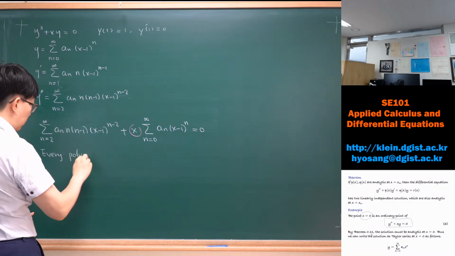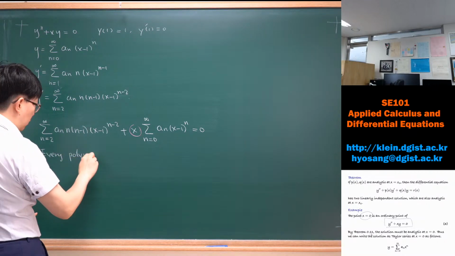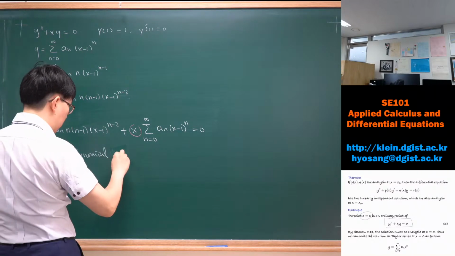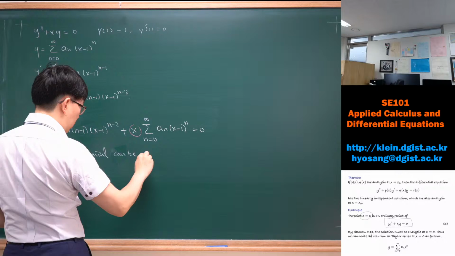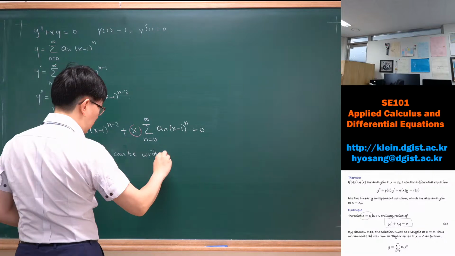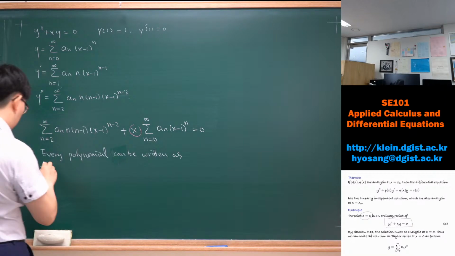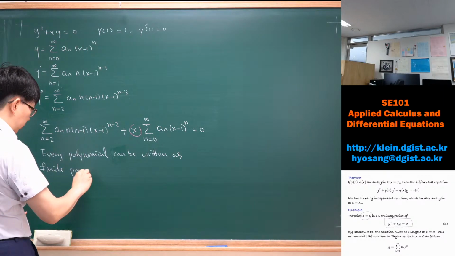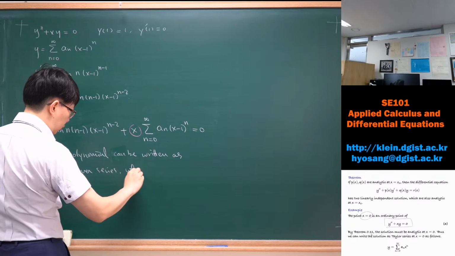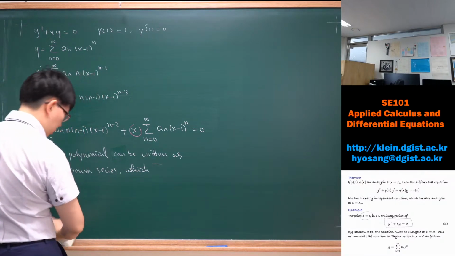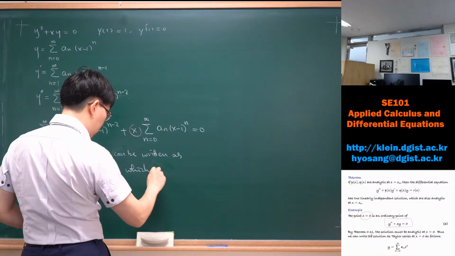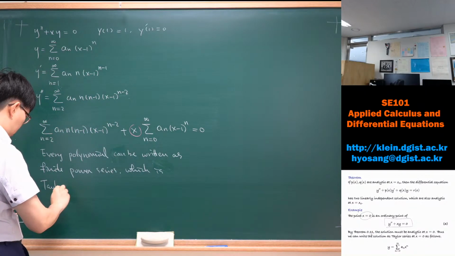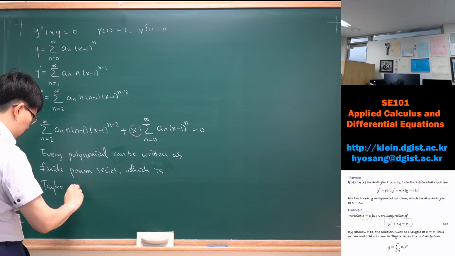Every polynomial, in other words, can be written as a finite power series, which is obviously a Taylor polynomial. Okay.